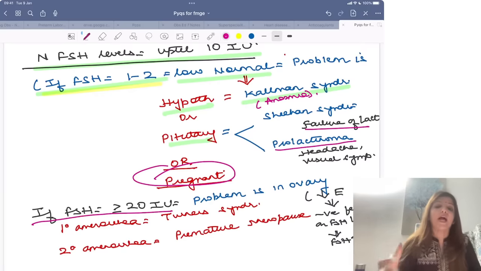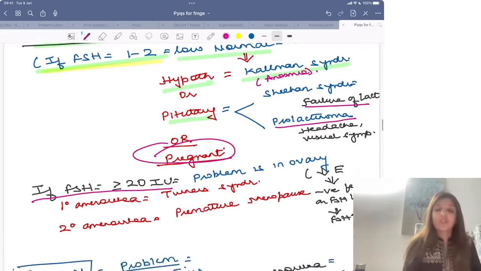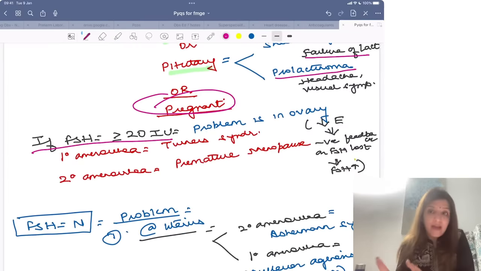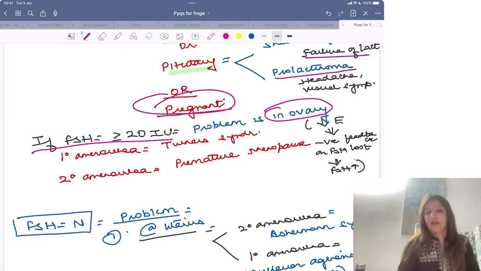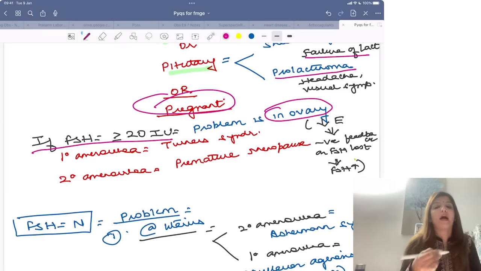Now, second case. Second case, ye ho sakta hai ki your question is saying that the levels of FSH are high, more than 20. Now, whenever your question says levels of FSH are high, and your patient is having amenorrhea, iska matlab problem ovary mein hai. Why? Because just now I told you, estrogen has a negative feedback on FSH. So, agar problem ovary mein hogi, the levels of estrogen will be less. So, the negative feedback on FSH will be lost and the levels of FSH will increase. So, whenever you get a question jisme ye kaha ho ki FSH levels high hai and amenorrhea hai, to problem is in the ovaries, right?